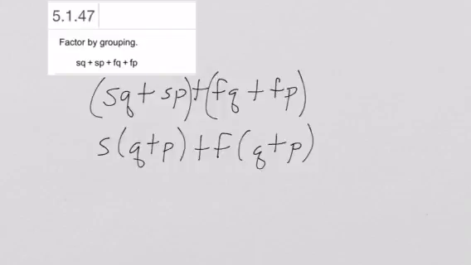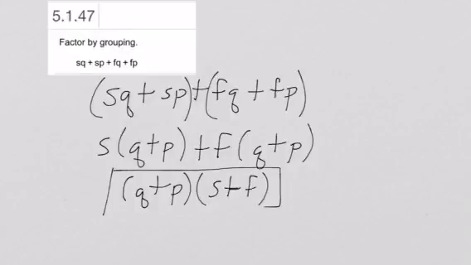And now what we notice is what's inside parentheses matches up. So now we can factor that out, and that becomes one of my factors. And then my other factor is just what I'm left with. Well, I'm left with an S from the first one and an F from the second one. So we're left with S plus F for my second, and that is your factored form.